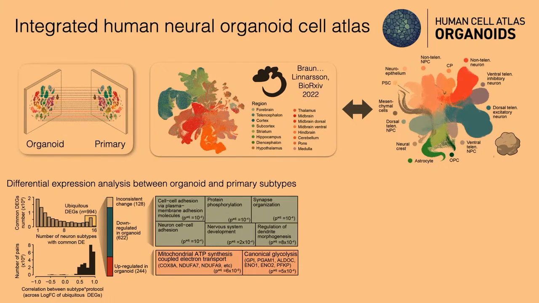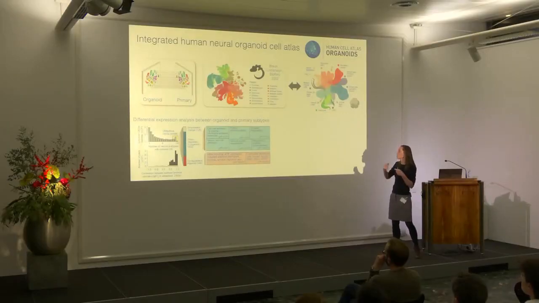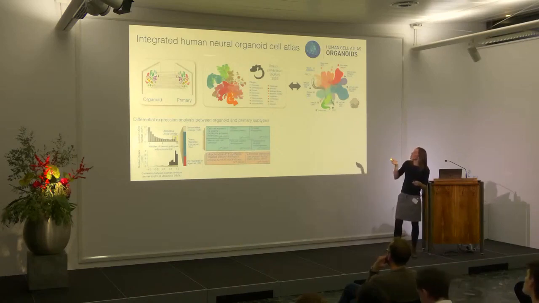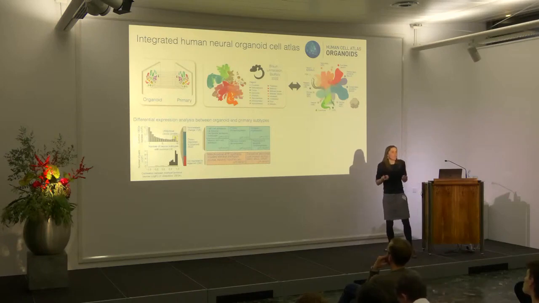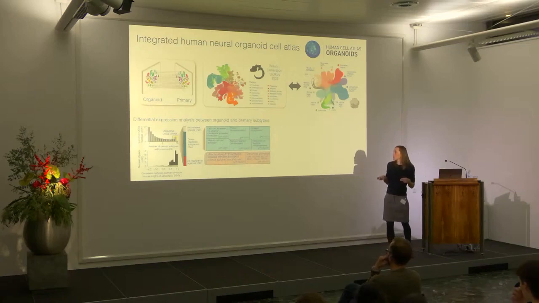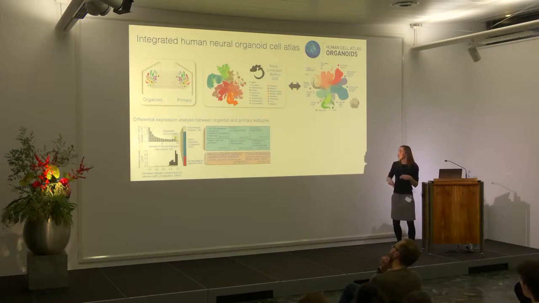And these were associated with synapse organization, neuron cell-cell adhesion, nervous system development, regulation of dendrite morphogenesis, so linking a bit towards maybe maturation. And of course, one has to consider that the ages are also not perfectly matching. But generally, the genes that are downregulated in organoids are a bit related to neuron maturation, maybe, whereas the upregulated ones in organoid were generally enriched for canonical glycolysis, mitochondrial ATP synthesis coupled electron transport. So there seemed to be this metabolic signature that was upregulated in organoids.